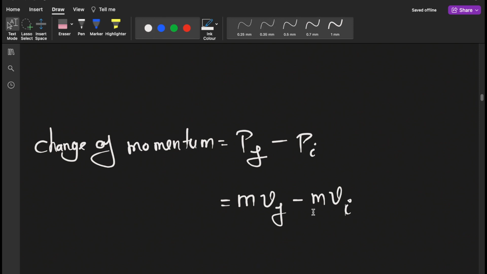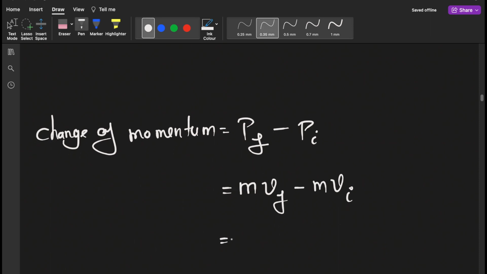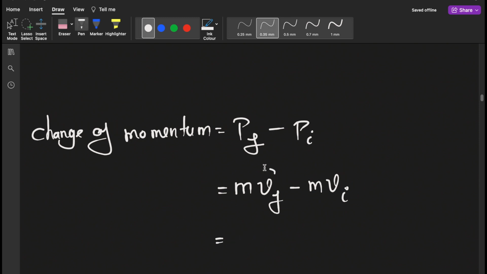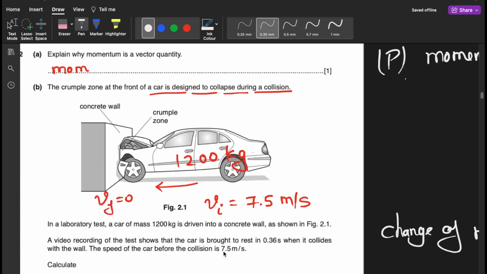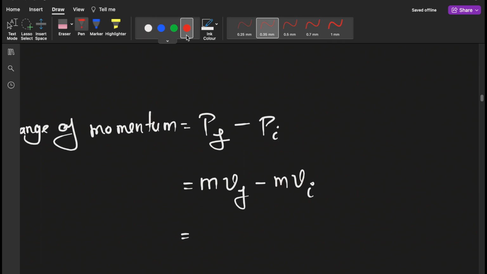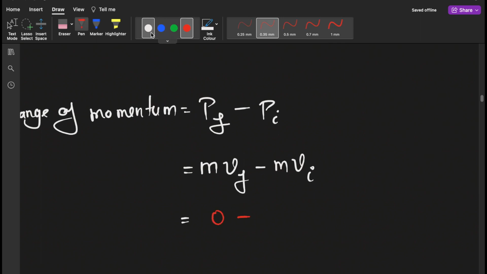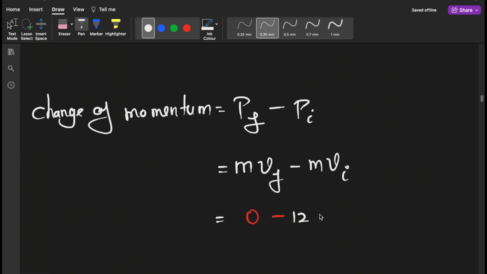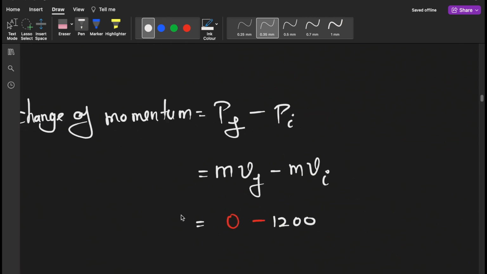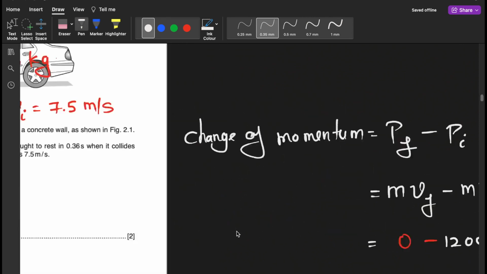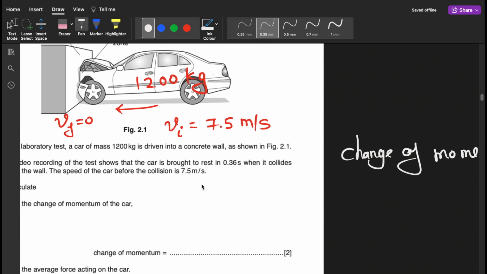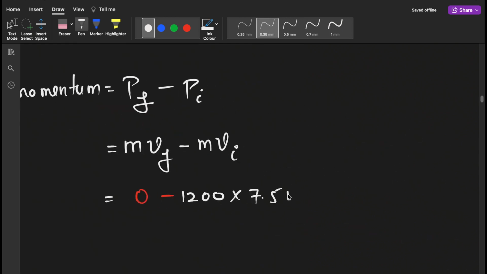So mass is obviously not going to change during the collision. Mass never changes, conservation of mass. So final velocity is 0, because after the collision the car is going to be stopped. Minus initial: the mass they have already given, that much kg, and initial is 7 point something. Have you got that point?